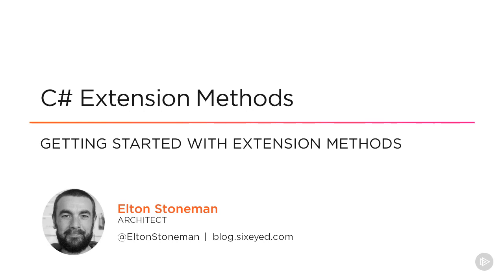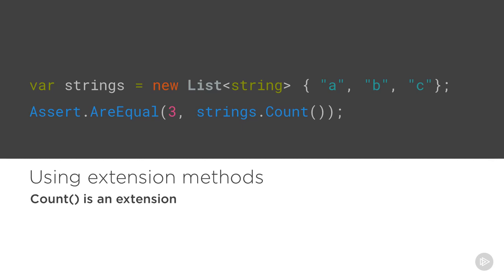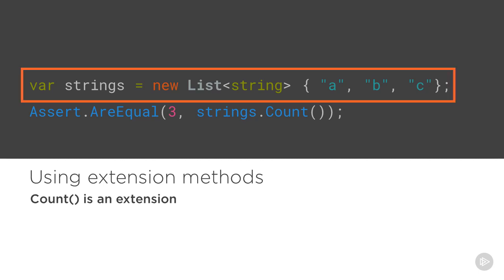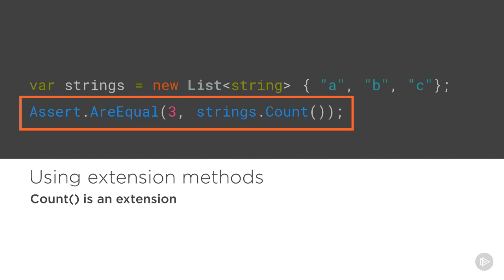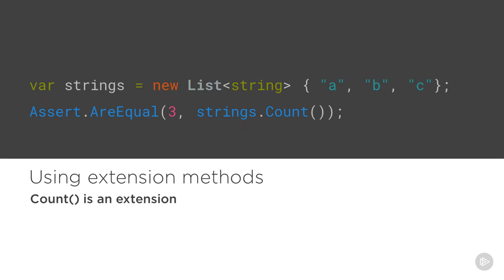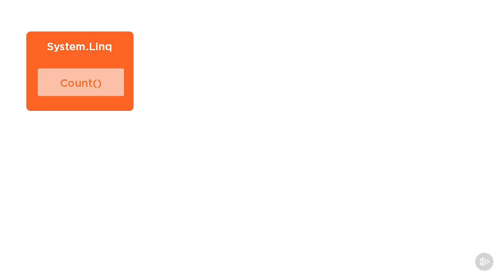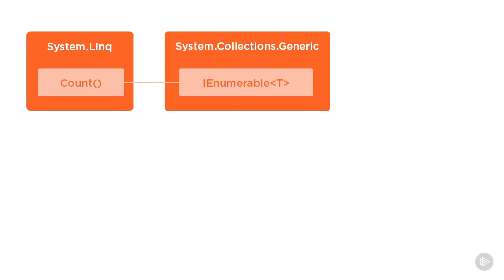So let's get started. This is an extension method. The chances are, if you've used C# for any length of time, you'll be familiar with this. I've declared a list here with some initial values, and I'm calling Count to confirm how many values are in the list. Count is a method which is part of the LINQ library in .NET, which you get from the System.Linq namespace. The method is defined for the IEnumerable<T> interface, so you can use the Count method with any class that implements IEnumerable<T>.